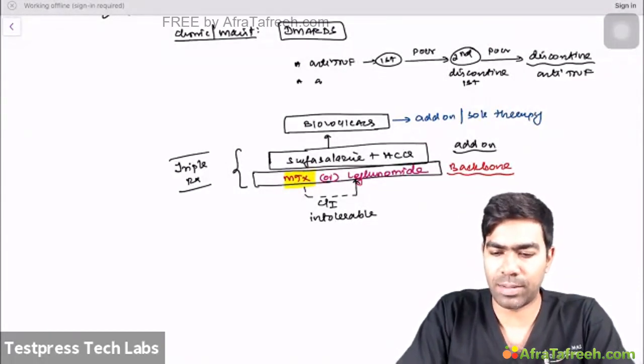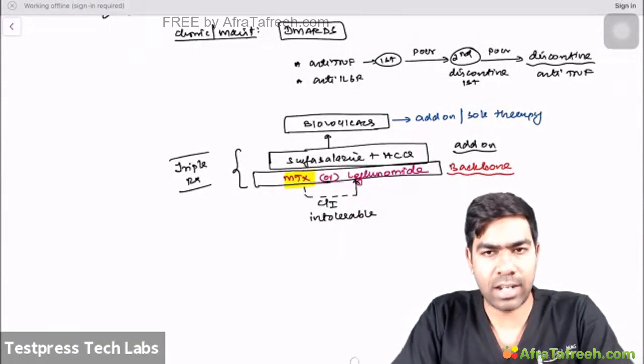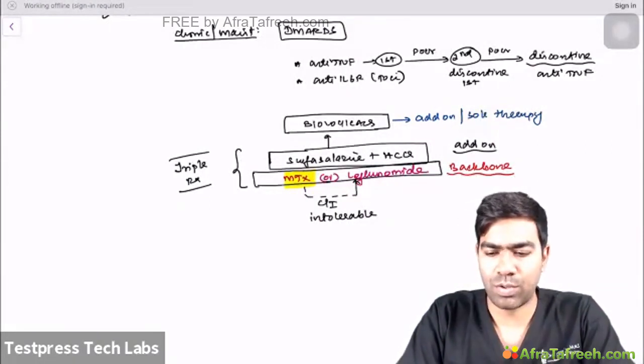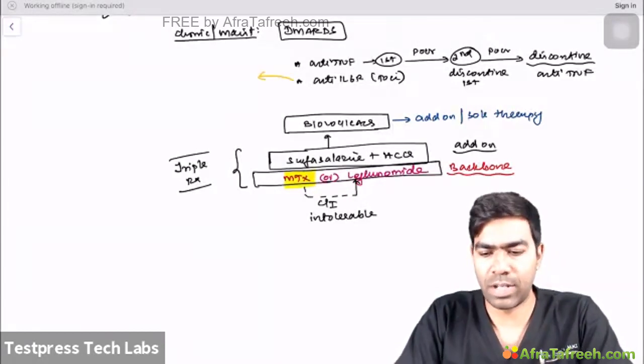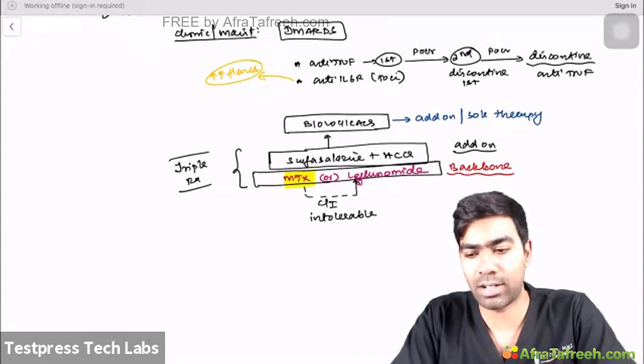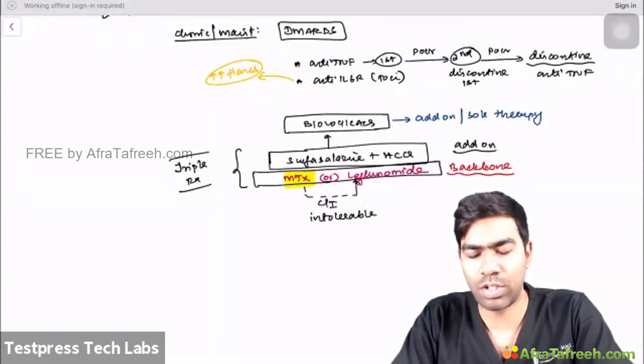And you can use anti-IL-6 therapy also. I mean, anti-IL-6 receptor. This is basically tocilizumab that I'm talking about. So usually tocilizumab will be given whenever the patient is having unpredictable flares. Whenever the flares are extremely high and the patient is not tolerating those unpredictable sudden flares, then in that setting you can add tocilizumab.